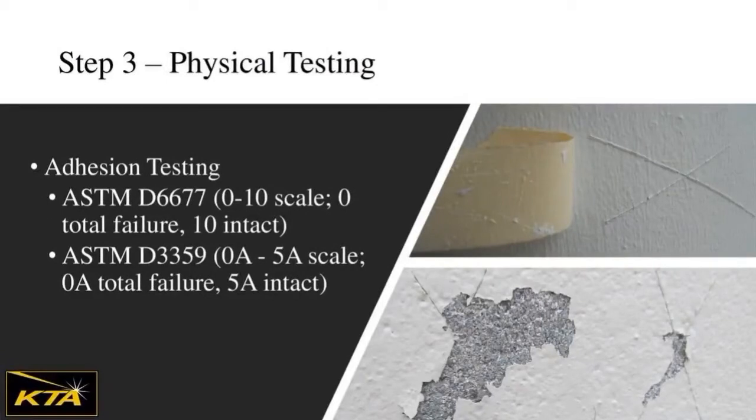So physical testing, step 3. Physical testing may consist of adhesion testing, especially when assessing coating conditions. A few adhesion test methods are available. It may consist of D6677 or D3359, depending on the type of substrate being tested. D6677 is typically used on concrete or masonry substrates, and D3359 is typically used on metallic substrates.